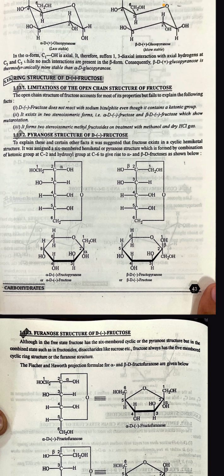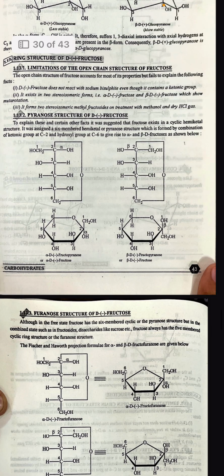A limitation of the open chain structure of fructose. The open chain formula accounts for most properties but fails to explain the following facts. Fructose does not react with sodium bisulfite, even though it contains a ketonic group. It exists in two stereomeric forms, that is alpha-D-fructose and beta-D-fructose, which show mutarotation.